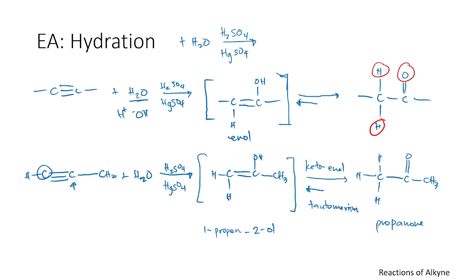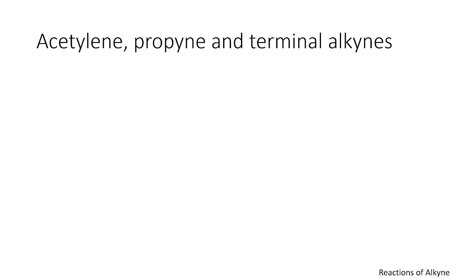Okay, so moving forward, let's talk about the reactions of acetylene, propyne, and terminal alkynes. What are the similarities between these three groups? Basically, all of these are terminal alkynes. By terminal alkynes, the triple bond is located at the first carbon. So whether it is acetylene or propyne, all of them have their triple bond at the end, at the first carbon.